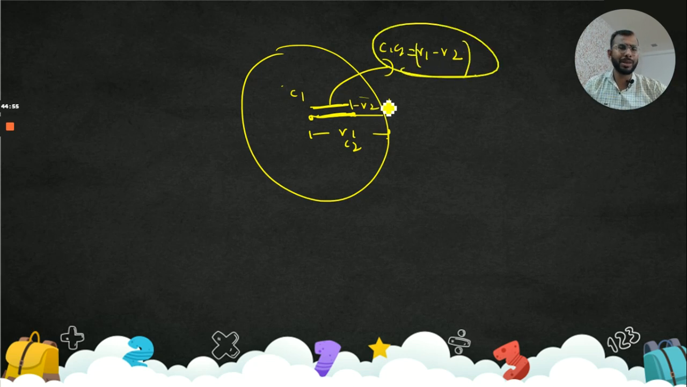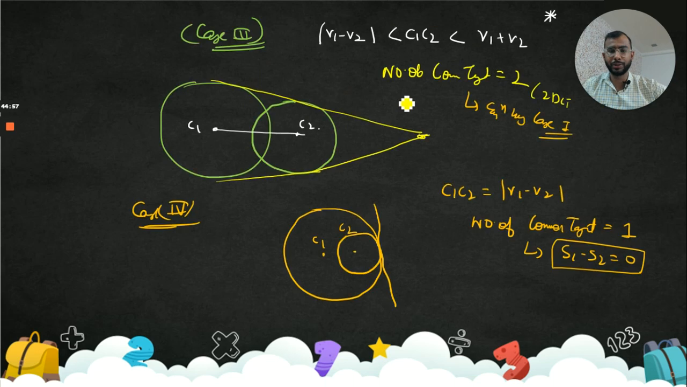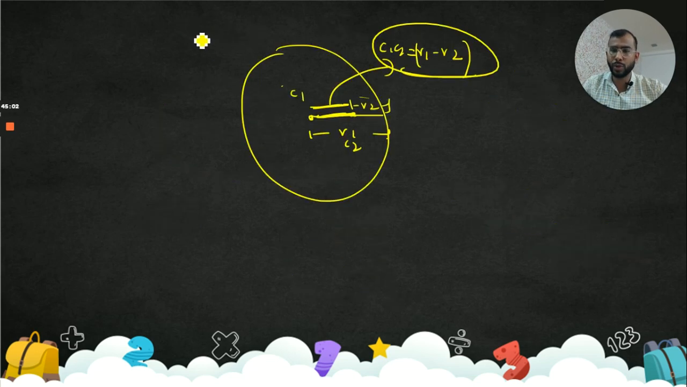Why modulus? Because you can take R1 or R2 either way. Distance should be positive. Yes, case 4 clear. Yes, all with me, right, just a little patience.